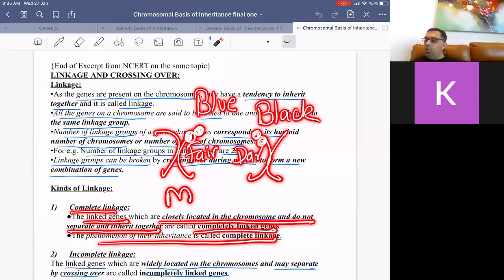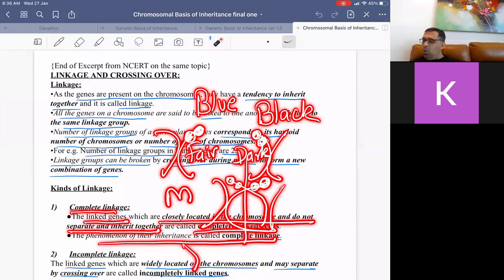Now, blue and fair are tightly linked. Black and dark are tightly linked. So their chance of recombination becomes very low. Suppose crossing over does take place this way, that both blue and fair cross over and both black and dark cross over. So after splitting, it will be reversed.